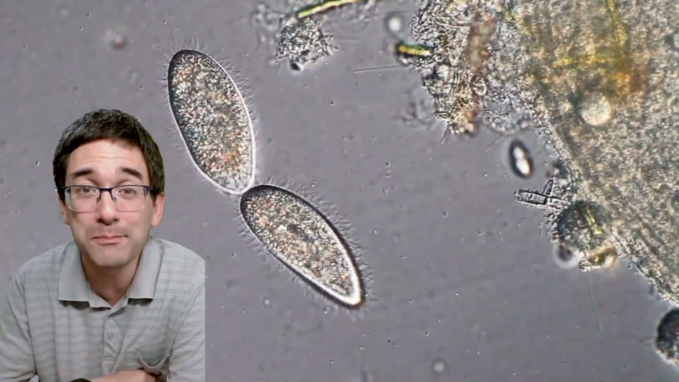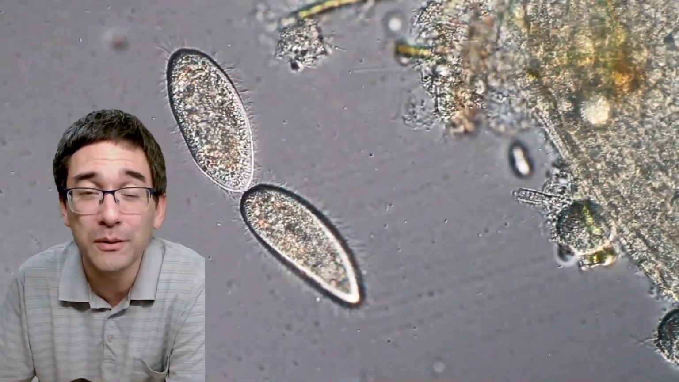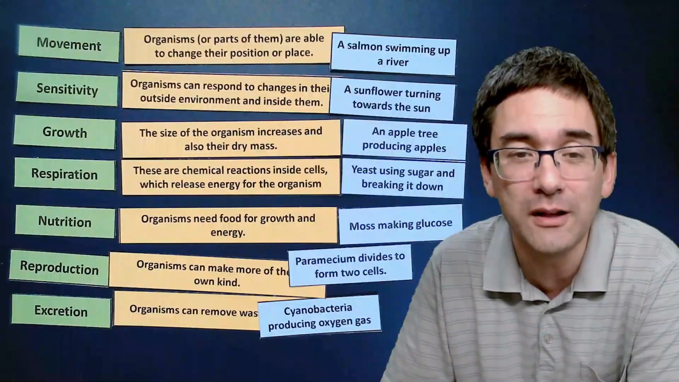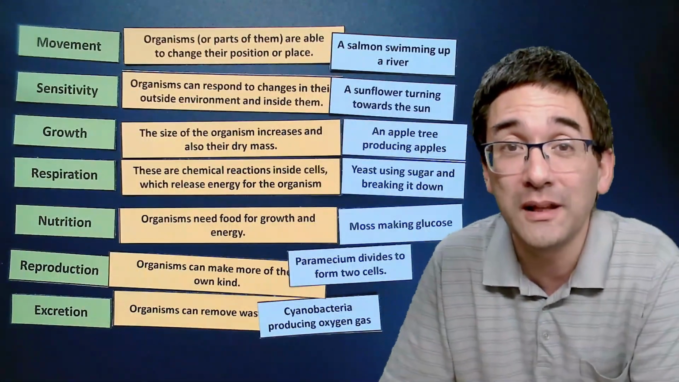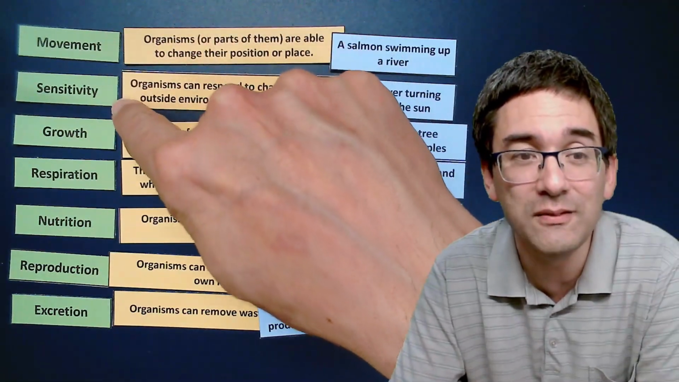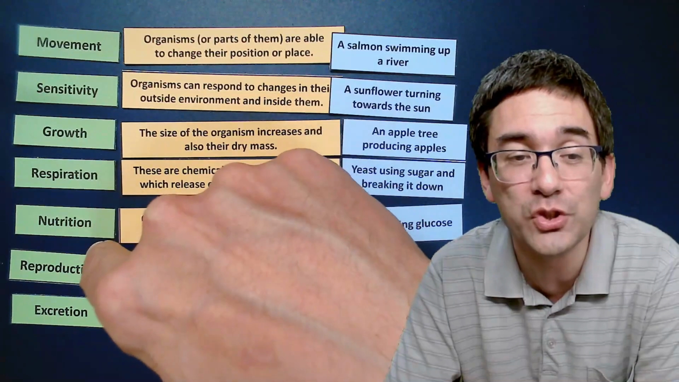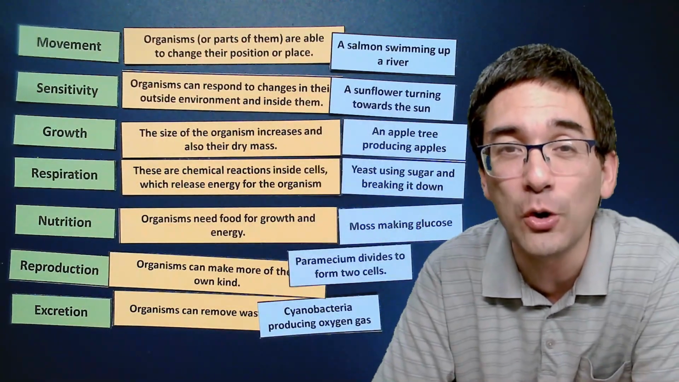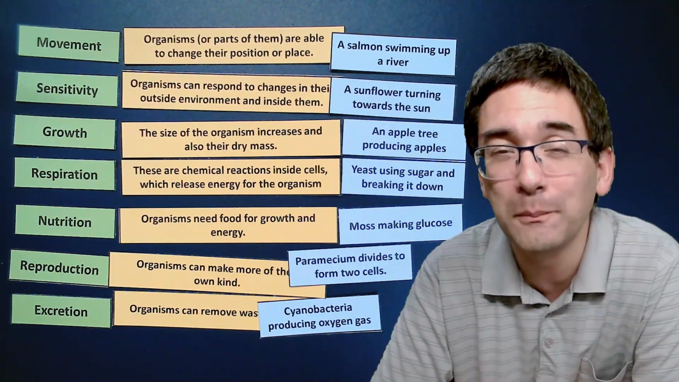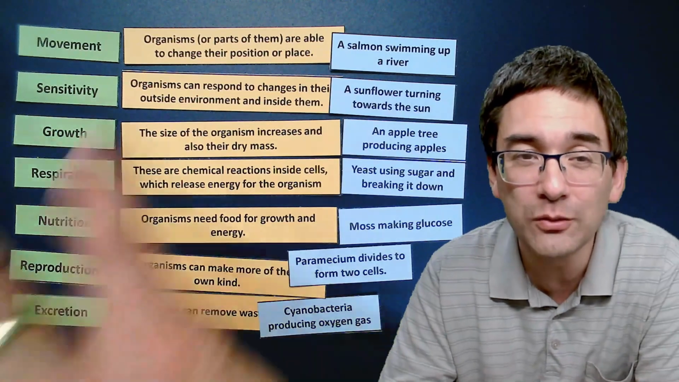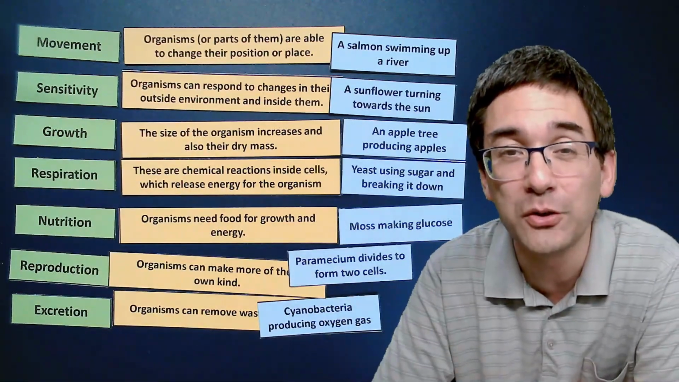So these were the most important characteristics of life. Again, a little summary: movement, sensitivity, growth, respiration, nutrition, reproduction, and excretion are seven characteristics that can be found in all living things. Some people add a few more, others have some less, but generally those characteristics can be found in all of them.